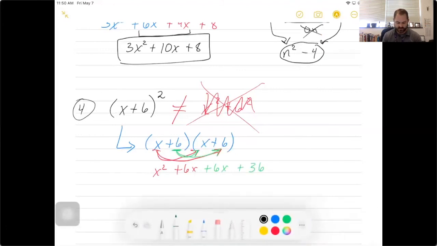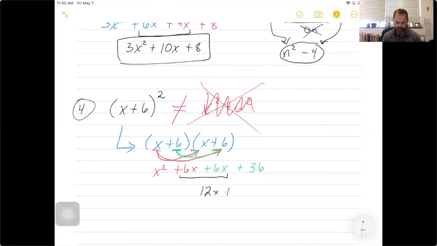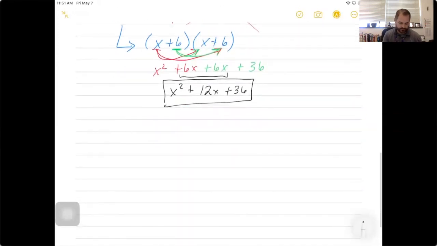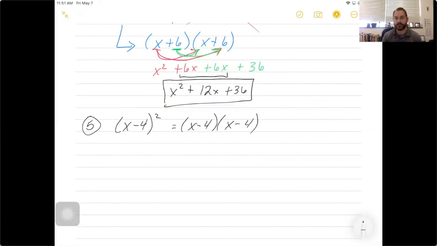Now I can combine my like terms in the middle. 6x plus 6x doubles that to 12x. I bring down the plus 36 at the end, and I bring down x squared plus at the beginning. Okay? So as we keep moving forward, one more example here. You might see something like this, x minus 4 parentheses squared. Again, that doesn't mean we square each of those individually. It means that we take that x minus 4 times itself, okay? We're going to distribute x to both, and then distribute negative 4 to both.